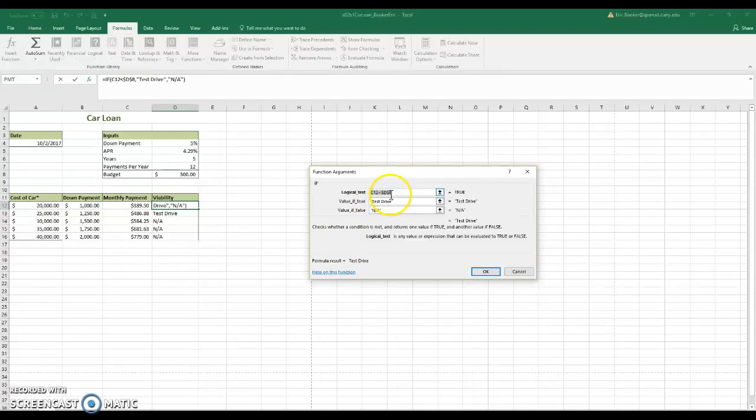C12 is less than D8, D8 being a constant throughout because D8 is the budget. So I want to know if C12, which is our monthly payment, is going to be less than our budget of $500. If that is true, it's going to print test drive. And if it's false, it's going to print an NA. So true meaning, yeah, it's in budget, go out and test drive it. And NA meaning, maybe you should be looking at something a little cheaper.